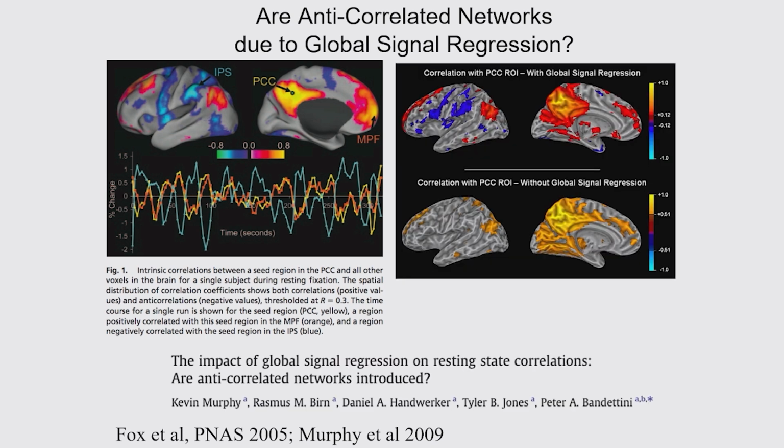Then about 4 years later, Kevin Murphy from the NIH group raised the question and noticed that, well, yes, you can get these anti-correlated networks if you apply global signal regression. But if you don't apply global signal regression, you really don't end up with this anti-correlated network. And so how we view the brain, whether it's alternating between these two networks or not, comes down to whether you believe you should do global signal regression or not. So that was the state of the art in 2009. 15 years later, we're still talking about it, okay? So let me tell you why.